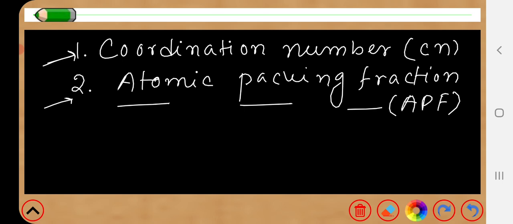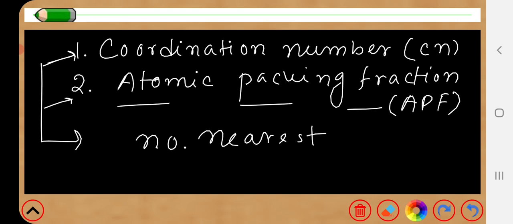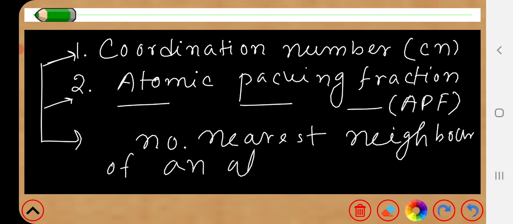So what is the coordination number? Coordination number is nothing but the number of nearest neighbors of an atom. This is the simple definition of the coordination number.